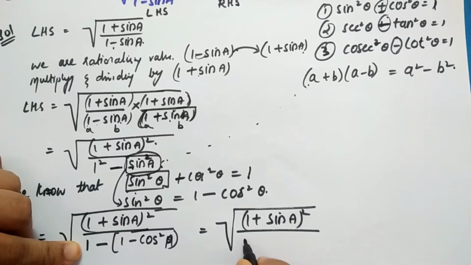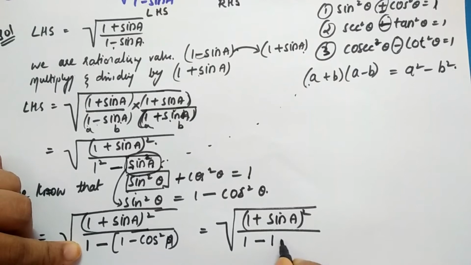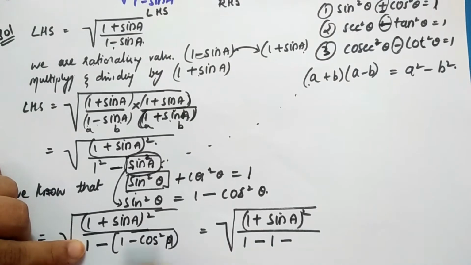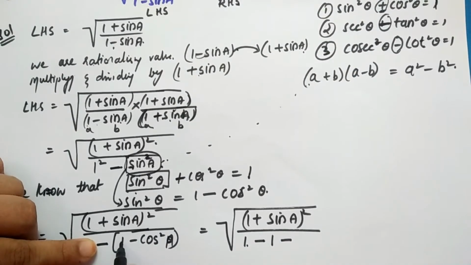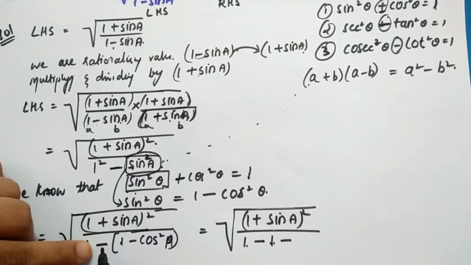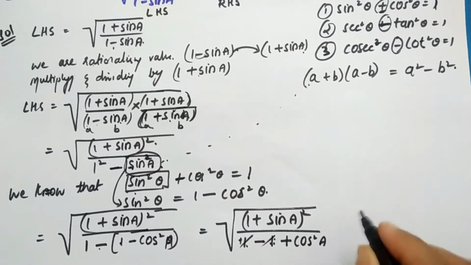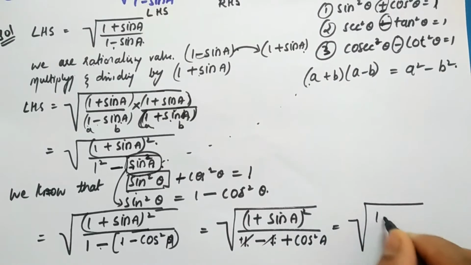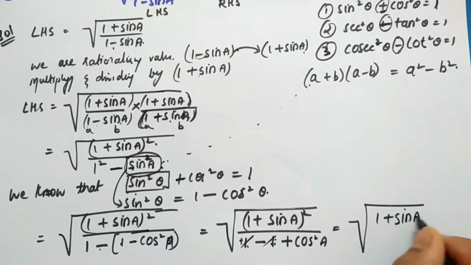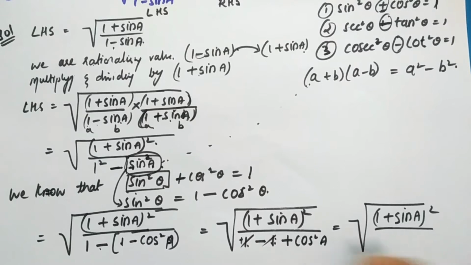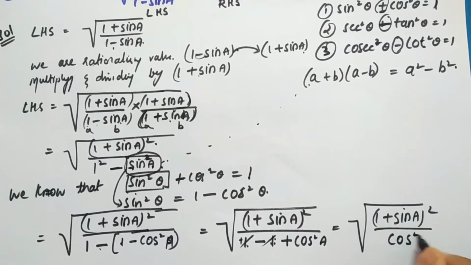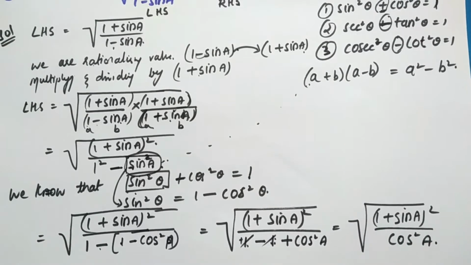Which equals the root of 1 plus sine a whole square divided by 1 minus, into 1 minus cos square a. See, 1 is 1, minus into minus, it is plus cos square a, right? So here plus 1 and minus 1 get 0. So it is equal to 1 plus sine a the whole square divided by what are we left with? Cos square a, right?